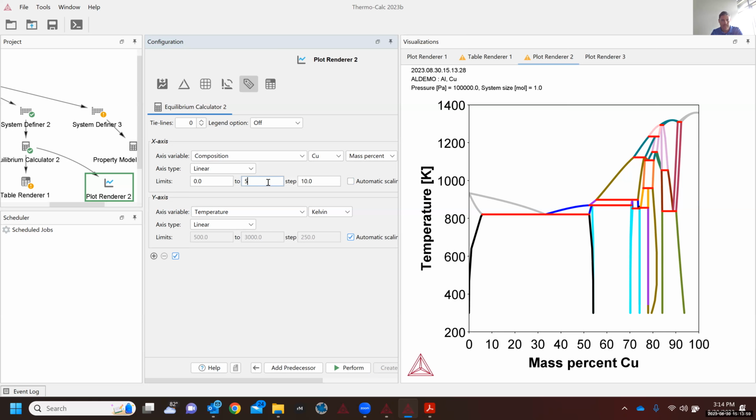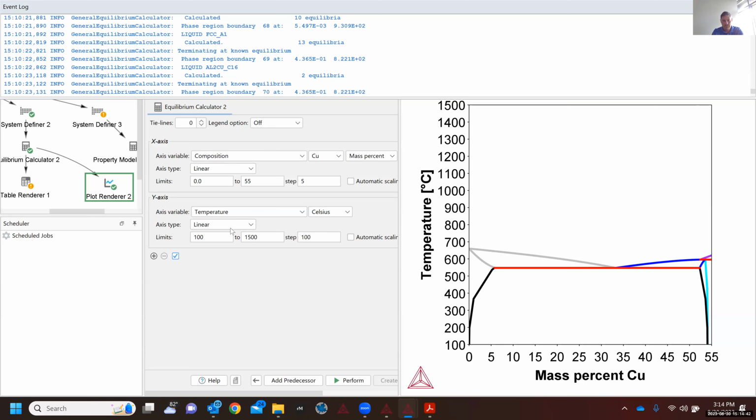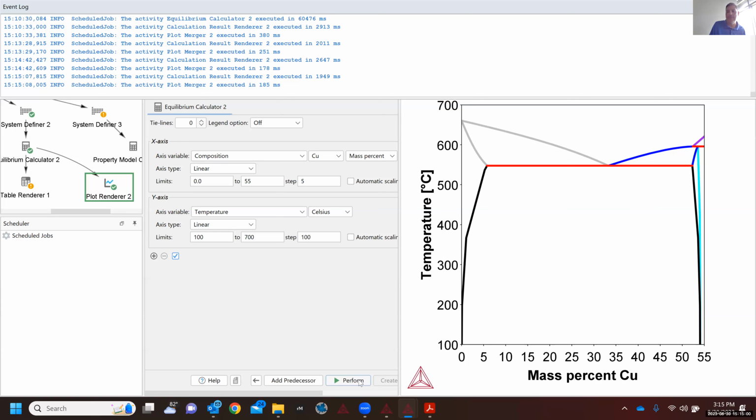Go from 0 to 5. I'm going to turn it to Kelvin. From Kelvin to Celsius. I'm going to change this and go from 100 C to steps of... it only needed 700. So 700. There's our aluminum copper phase diagram on the aluminum rich side.